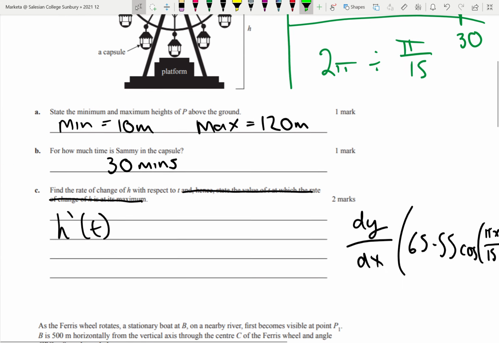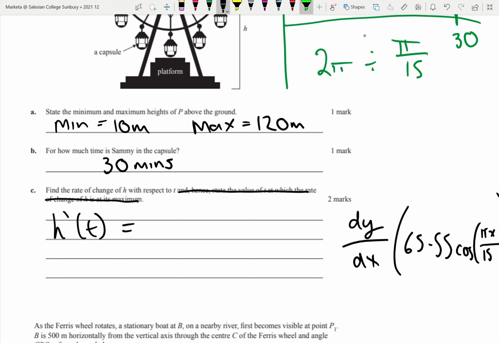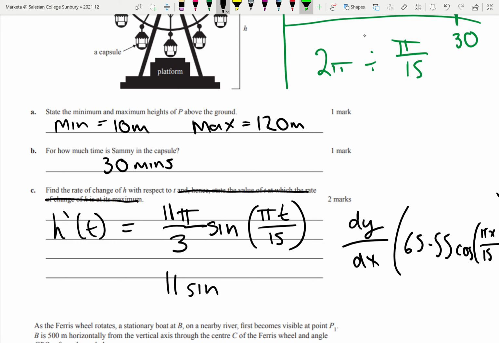Okay, so I'm getting 11 pi on 3 sine pi t on 15. So this is my h dash of t function. Now notice when you see it on CAS, it looks a little different to that. My CAS gave me 11 sine pi t on 15 pi on 3, but look, I've neatened that up so it's nicer to look at there. That's what I'll use for my h dash of t.